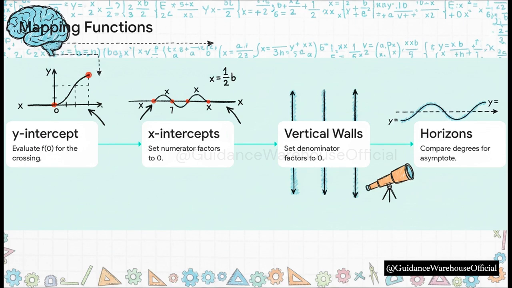Step 2, find the x-intercepts by setting just the top numerator factors to 0. Step 3, draw your invisible vertical walls by setting those uncanceled denominator factors to 0. And step 4, look at the distant horizon by comparing the degrees to find your horizontal asymptote. Once you map these out, you just draw nice, smooth curves between them.